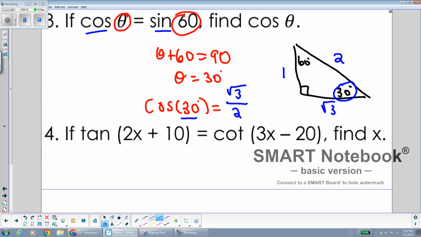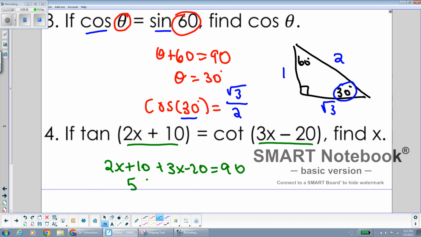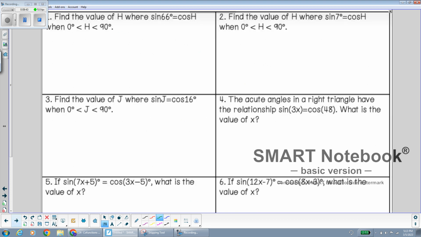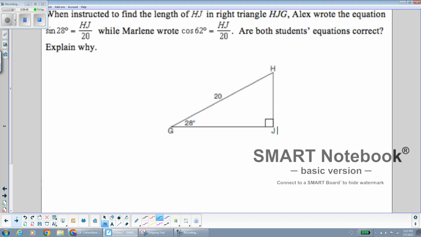For the next one, tangent and cotangent are cofunctions. So they are equal when their angles add to 90 degrees. It's just asking me to find x. So I have x is equal to 20. Okay, I'm going to skip over to here.